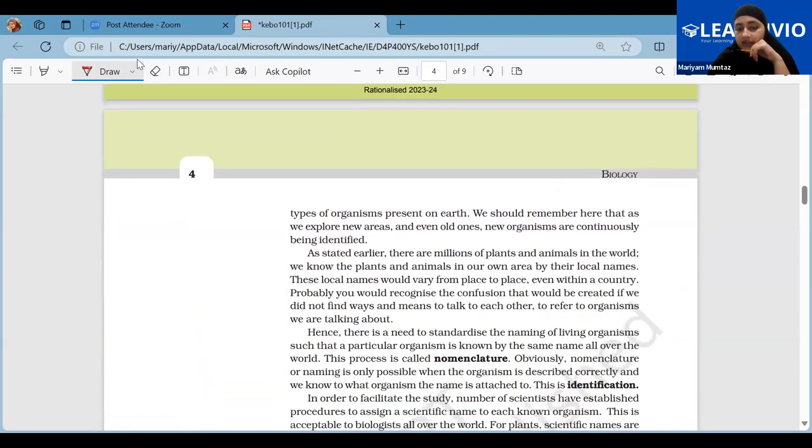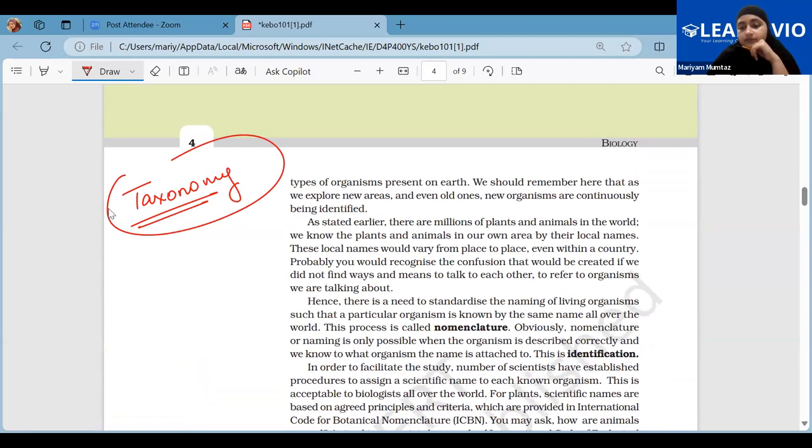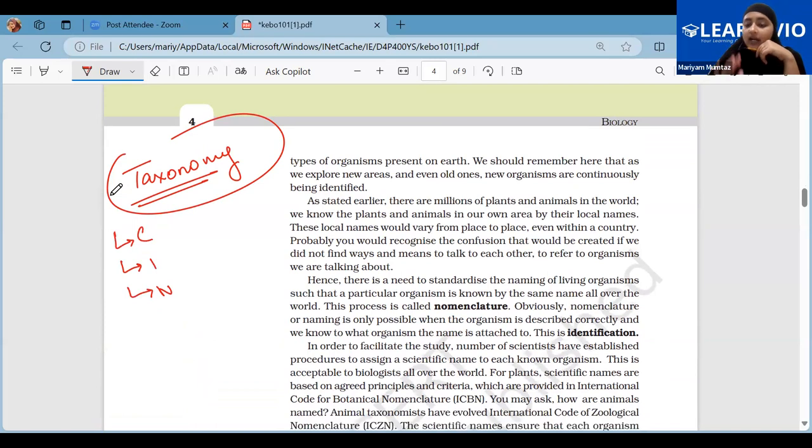Clear? Now, you remember when I was teaching you biological classification, I told you there is a big branch of science known as taxonomy. Everyone remembers this? Now under taxonomy come what all things? Tell me. Classification, identification, and nomenclature. Classification, identification, and nomenclature. Now, let us see how we actually define it.